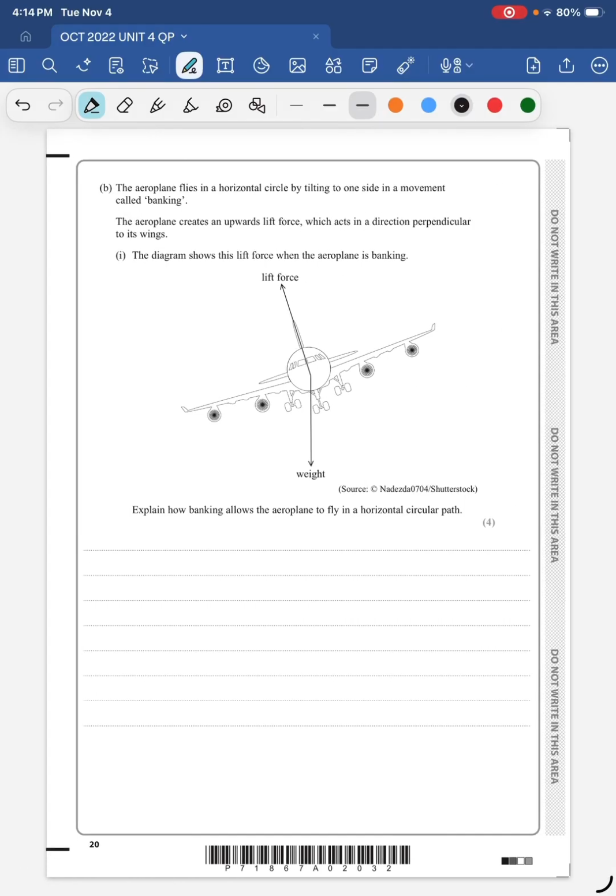Right, part B. The aeroplane flies in a horizontal circle by tilting to one side in a movement called banking. The aeroplane creates an upwards lift force which acts in a direction perpendicular to its wings. The diagram shows this lift force when the aeroplane is banking. Explain how banking allows the aeroplane to fly in a horizontal circular path. So, let me think about how I want to discuss this.